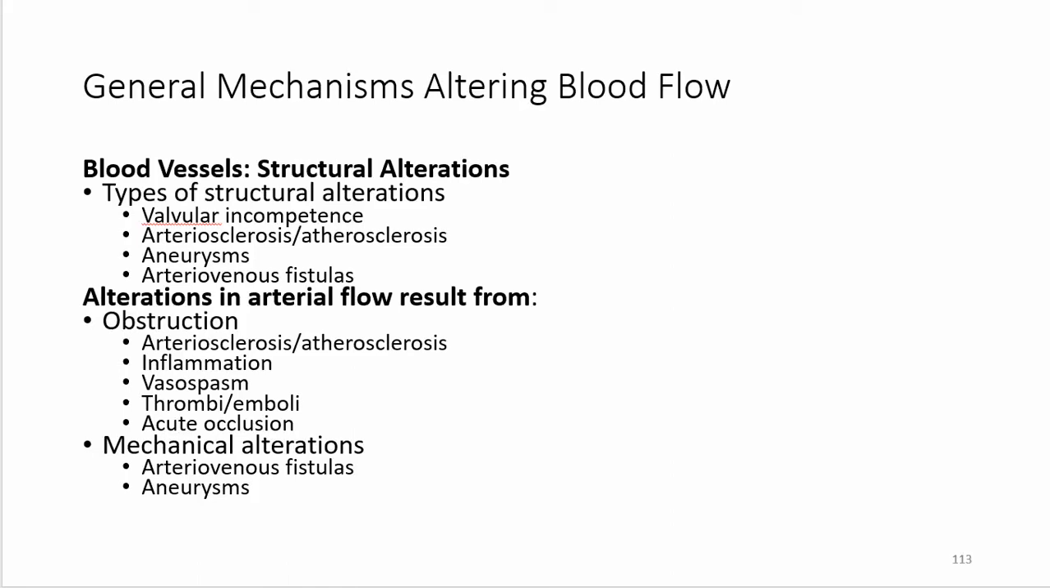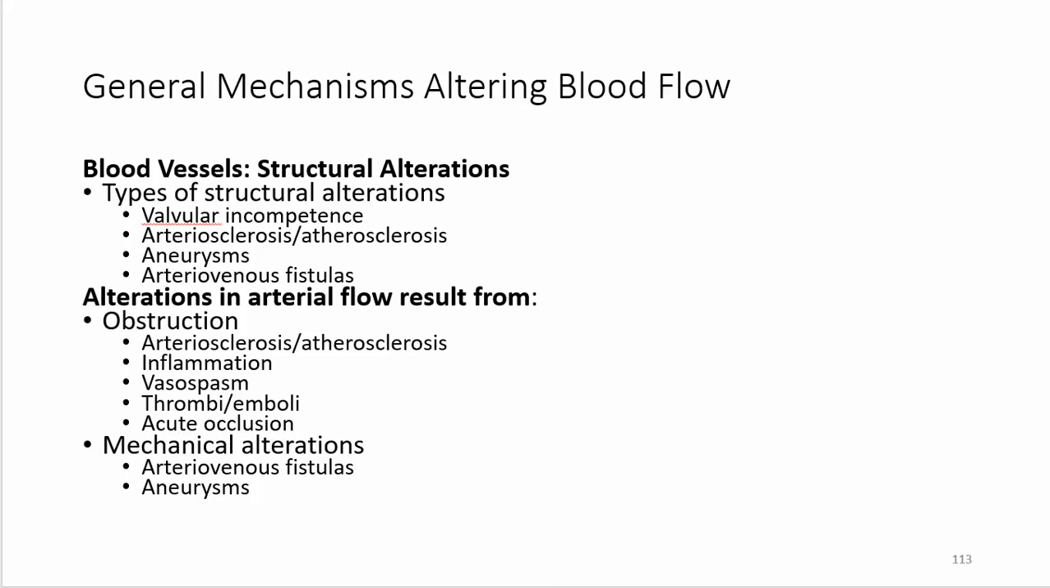Arteriosclerosis, atherosclerosis. If you don't remember the difference of those, please review it. Arteriosclerosis is the more general term. Hardening of the arteries, thickening and hardening of the arteries. Atherosclerosis has more to do with plaque and foam cells, that kind of thing. Aneurysms are weakness, out pockets, usually on the arterial side.